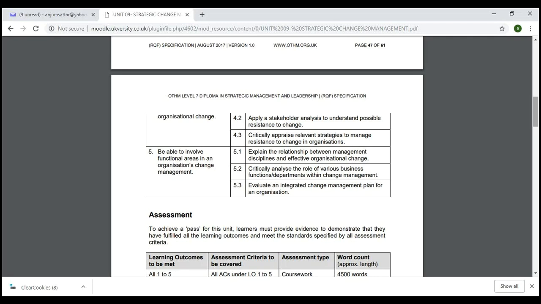Critically analyze the role of various business functions. These are HR, marketing, after sales service, customer service, production, suppliers, and all these are different functions within an organization. These are all we need to analyze. These are very critical. Normally we say first impression is the last impression. Sometimes we use the term last impression is the first.